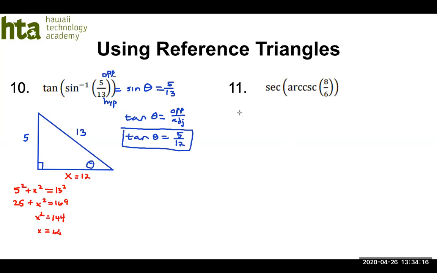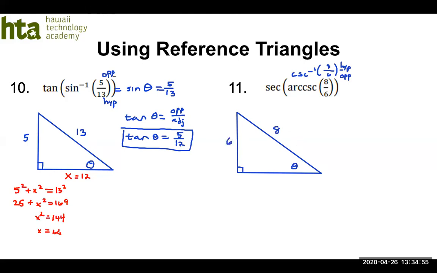Same thing here for secant. Draw another reference triangle. It's a right triangle. It doesn't matter where you put theta, just keep track of your opposite, adjacent, and hypotenuse. All right, this is telling us that the cosecant inverse is 8 over 6. Remember, cosecant is the reciprocal of sine. So this is the same thing as hypotenuse over opposite. So our hypotenuse is 8 and our opposite is 6.